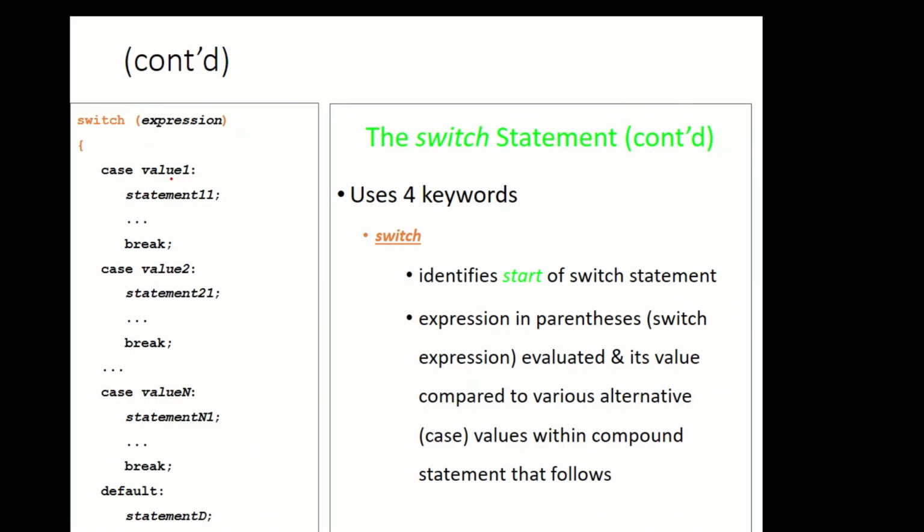Then switch expression, case value 1, statement 1, up to this. You can practice based on the examples that I have shown you. Generally, a switch case statement has 4 keywords. The first one is the switch keyword. It identifies the start of a switch statement, with the expression in parentheses, meaning the value that you want to match. It checks or matches this value against the user's input, evaluates it, and compares its value to the various case values within the compound statement that follows.